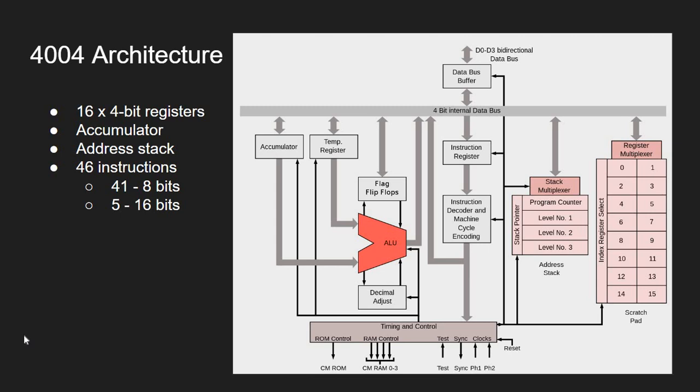Internally, we'll have just a quick glance of the internal architecture of the 4004. It has an accumulator, which is 4-bit. It has 16 4-bit registers. Actually, a program can access only half of them, and there is a special instruction to switch between the two banks. It has an address stack, so the program counter can be pushed on this address stack. This is of course useful for calling procedures. And it allows for 46 instructions, out of which 41 are 8 bits, so single byte, and 5 are 16 bits, so 2 bytes.